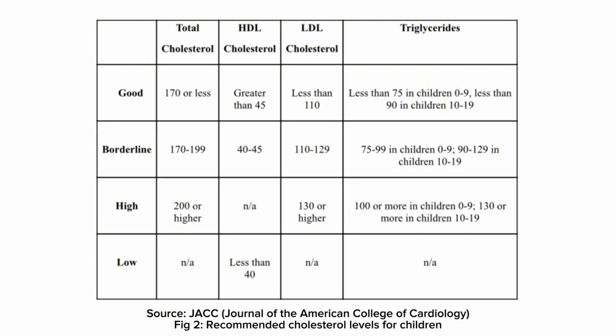High cholesterol in children is indicated by a total cholesterol over 200 and LDL levels of 130 or higher. Triglycerides should not exceed 100 for ages 0 to 9 and 130 for ages 10 to 19, while low cholesterol is defined as HDL levels below 40 in children.